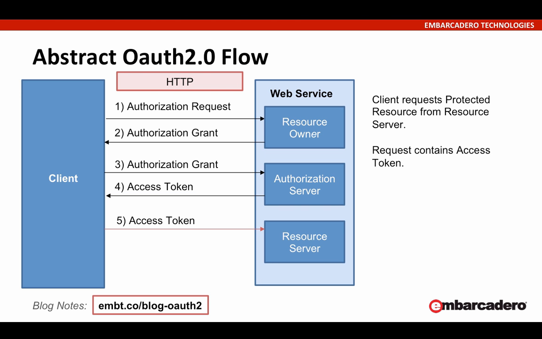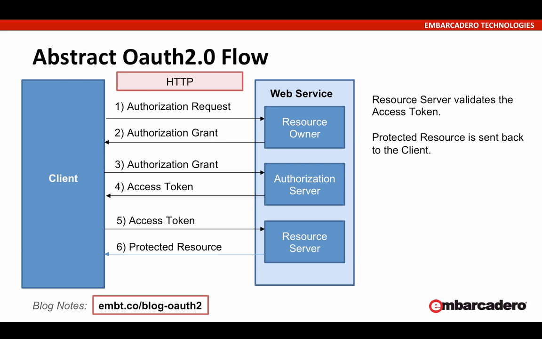Now that the client is in possession of the access token, the client can start requesting protected resources from the resource server. And in order to do that, it creates HTTP calls, and with that call, provides the access token. Once the resource server validates the access token, the protected resource is sent back to the client. And again, typically, these transactions will be packaged into a JSON blob.